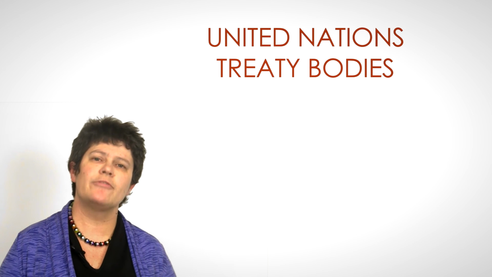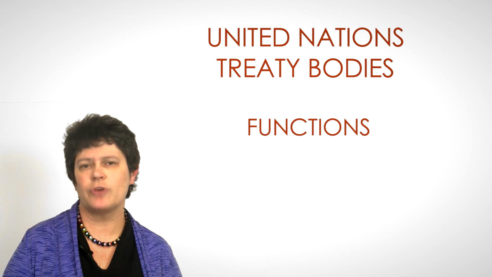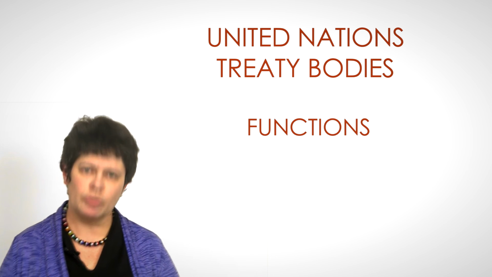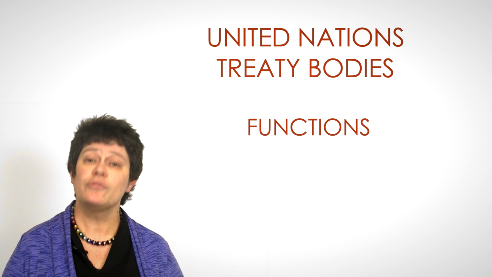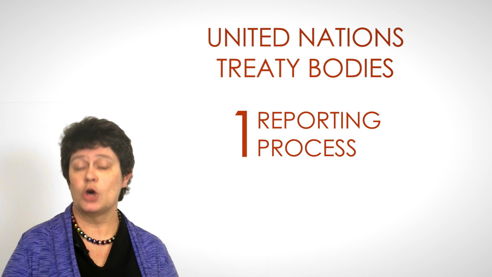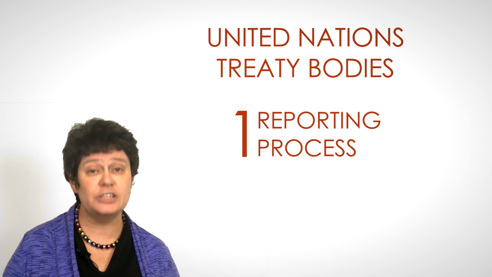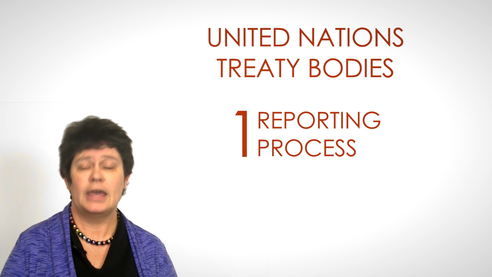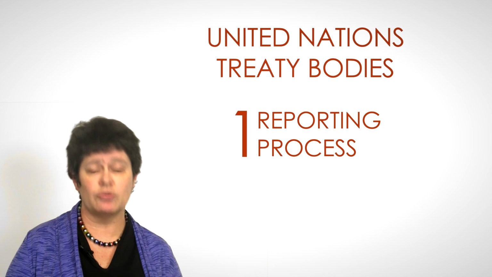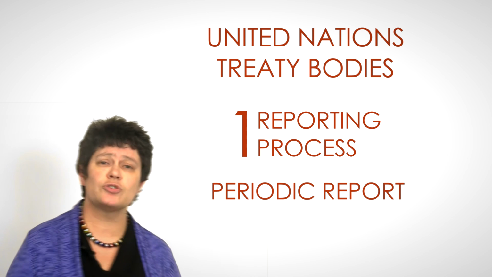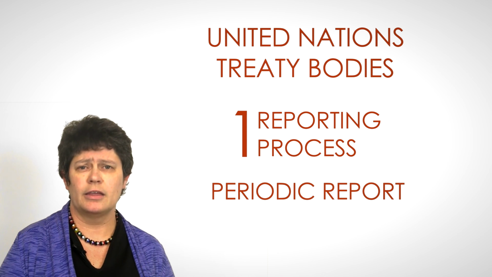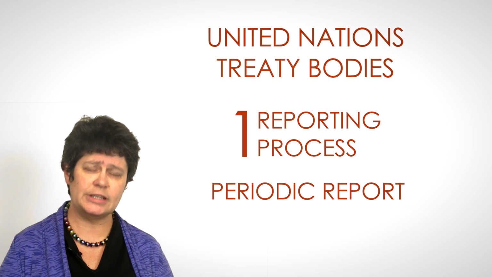These treaty bodies have a number of functions, and I'm going to focus on 2 of those functions, the reporting process and the individual complaints process. First, the reporting process, which is a compulsory process under each of the treaties. Each state party to a human rights treaty must submit a periodic report to the relevant treaty body detailing its implementation of the particular treaty.